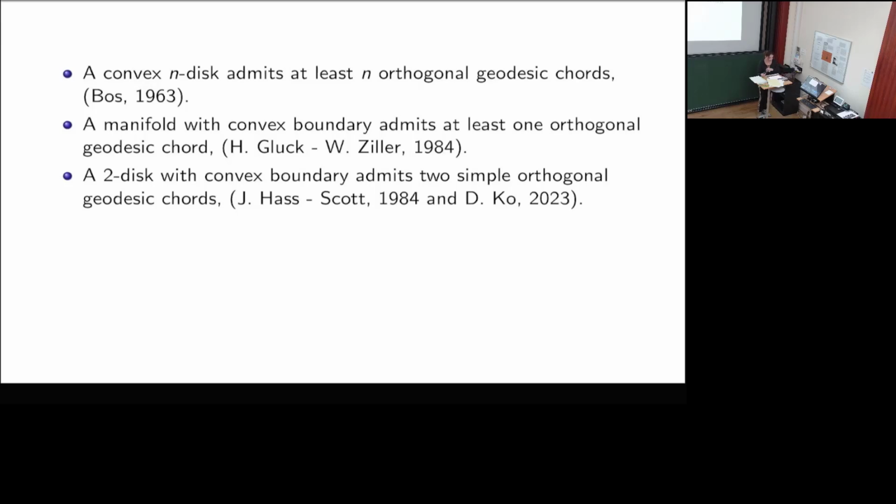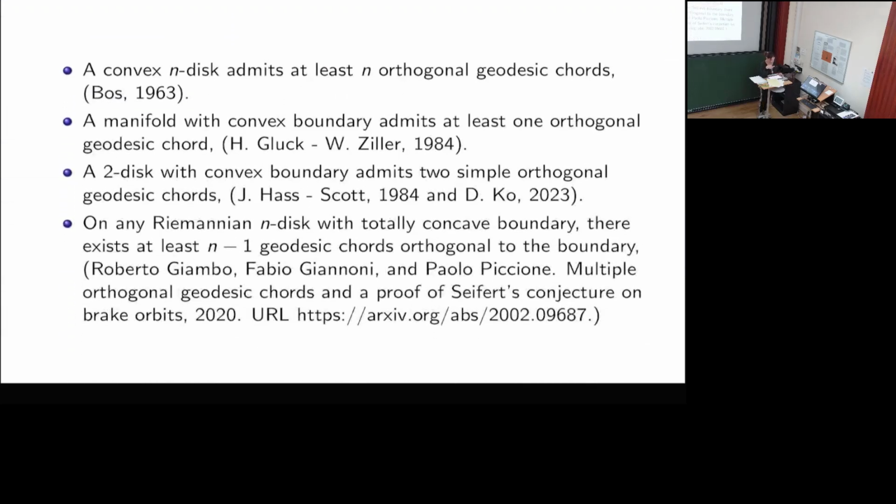Now Hassan, Scott, and later Poe, by different methods, showed that if you have a two-disk, then there should be at least two such geodesic chords. And this is a recent paper by Giambò, Giannoni, and Piccione, that if you have a disk with concave boundaries, there exist at least n minus 1 geodesics.